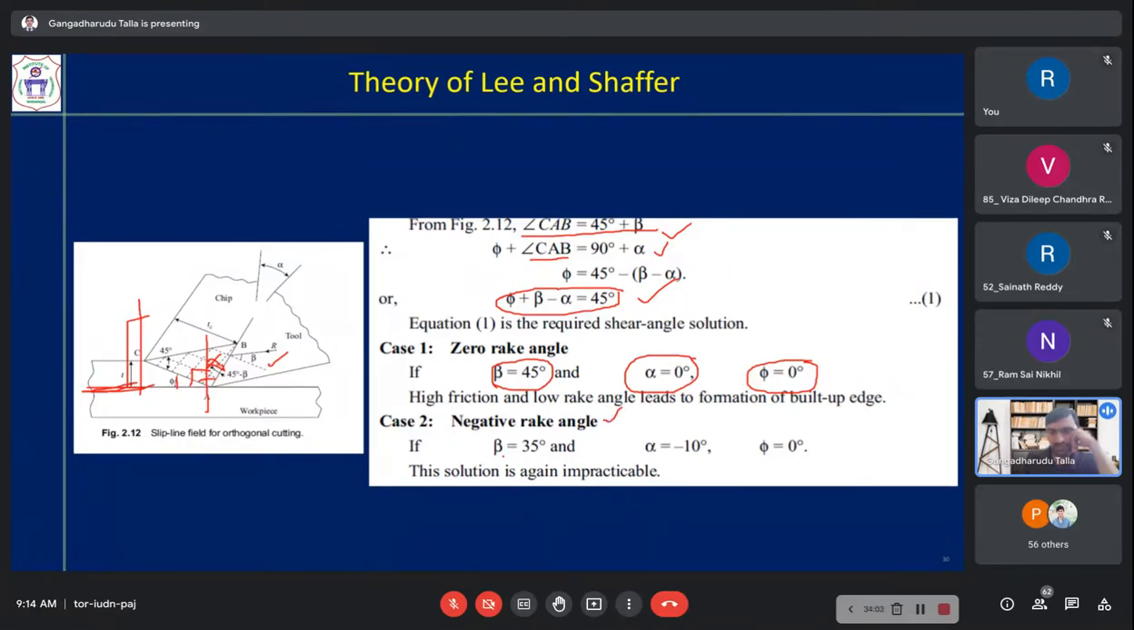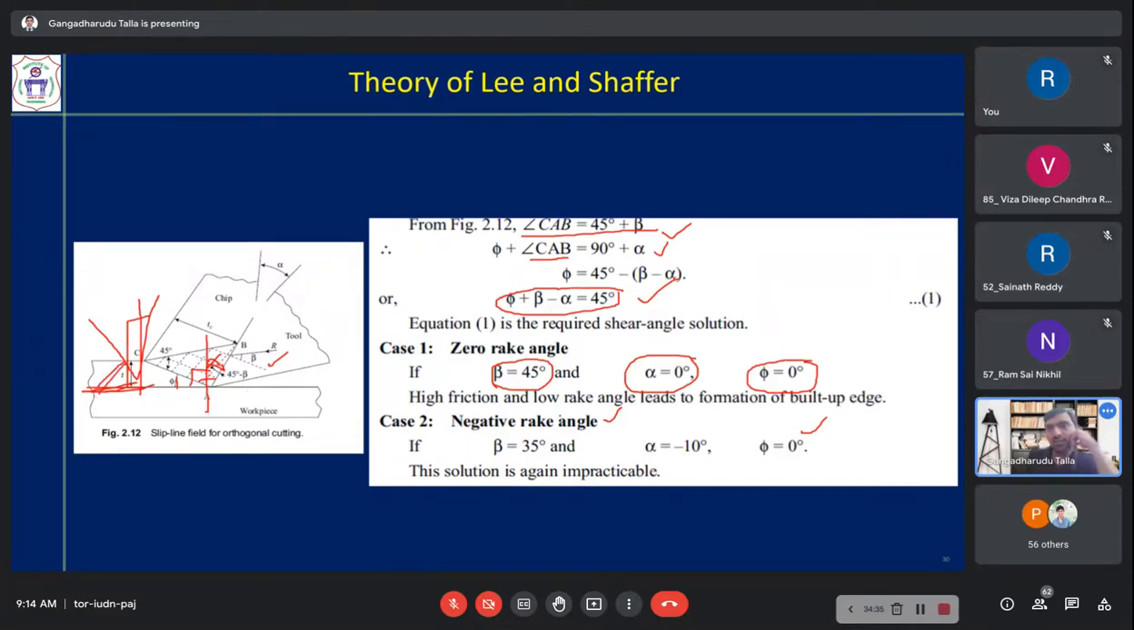So for example, if beta is 35 degrees, so less than 1 is the friction coefficient. Alpha, let us say, is minus 10 degrees. Now again phi is equal to 0. So that means the tool is like this. Friction angle is also varying. Again you are getting phi as 0. Phi may not be 0 in that case. It will be something different, maybe like this.